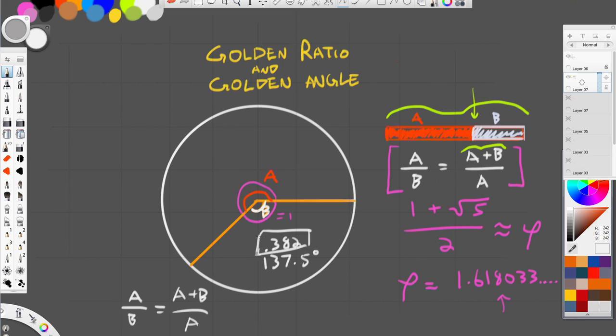To get the value of this in radians, since this is 1 unit, and 1 unit is equivalent to 2 pi radians, we would just multiply this by 2 pi to get it in radians. That equals the golden angle in radians.